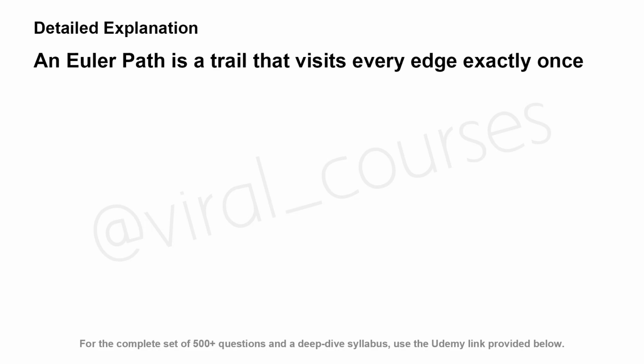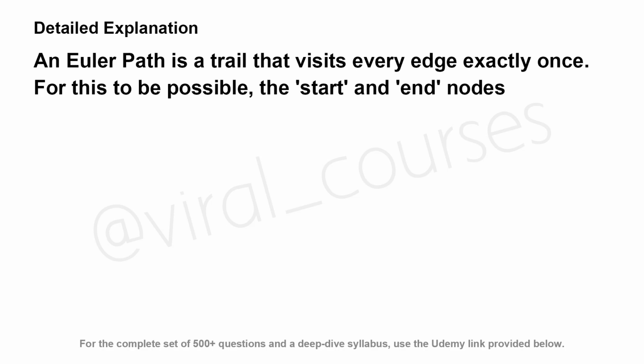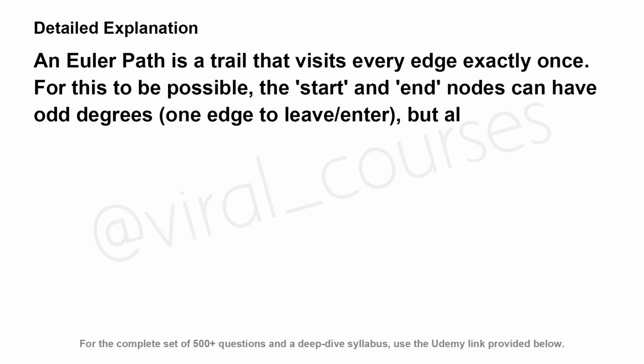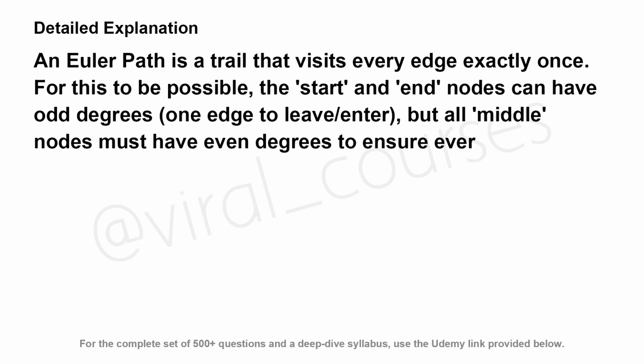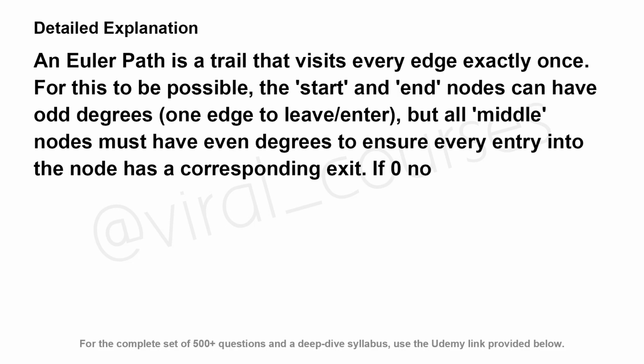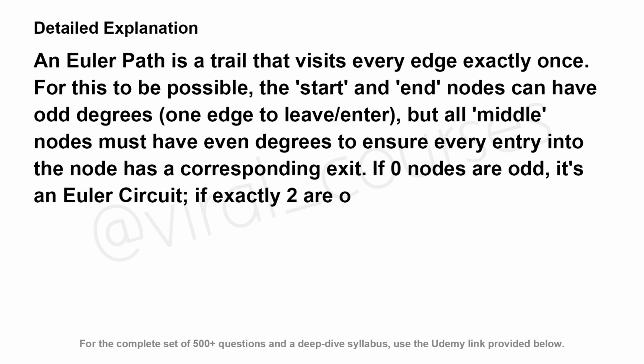An Euler path is a trail that visits every edge exactly once. For this to be possible, the start and end nodes can have odd degrees, one edge to leave, one to enter. But all middle nodes must have even degrees to ensure every entry into the node has a corresponding exit. If 0 nodes are odd, it's an Euler circuit. If exactly 2 are odd, it's an Euler path.